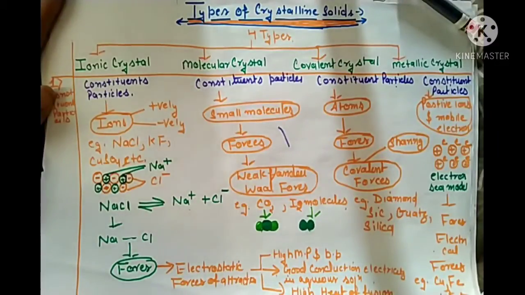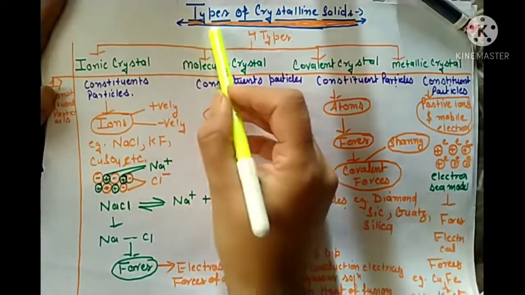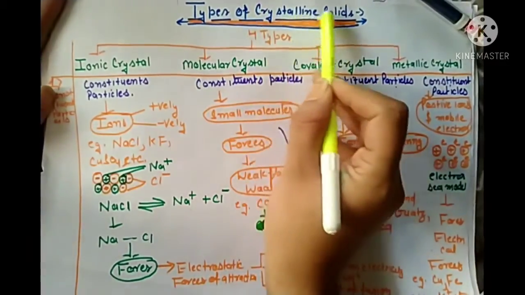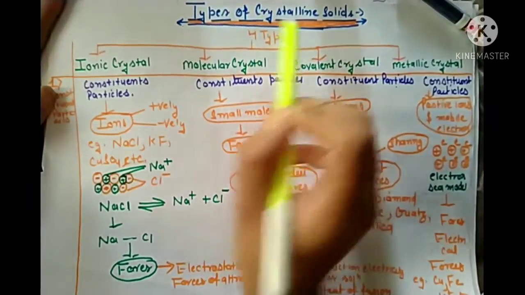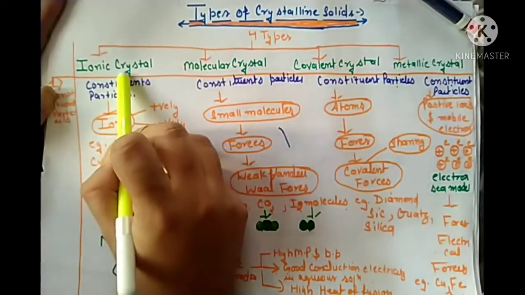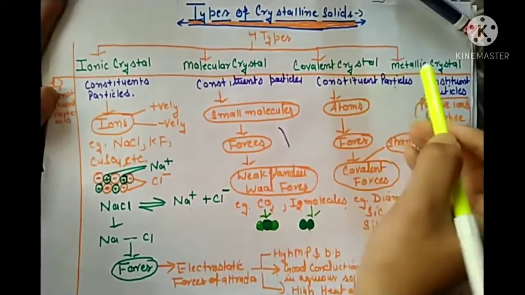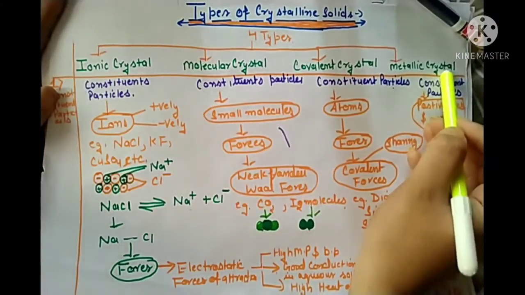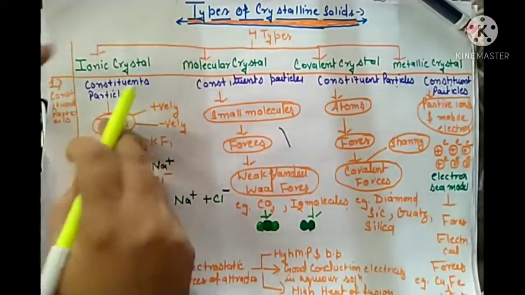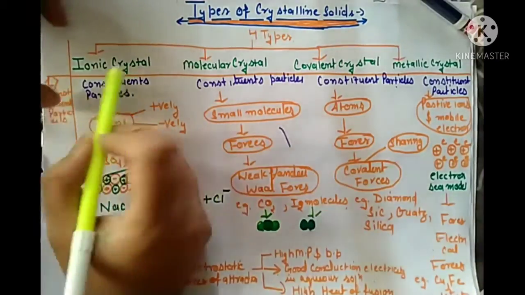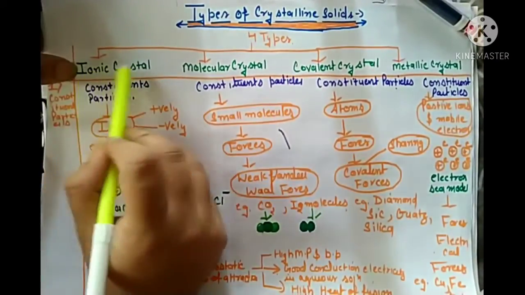Hello everyone, today we will discuss the types of crystalline solids. Crystalline solids are of four types. First is ionic crystal, then molecular crystal, covalent crystal, and at last metallic crystal. We will discuss the properties of these crystals. First is ionic crystal.